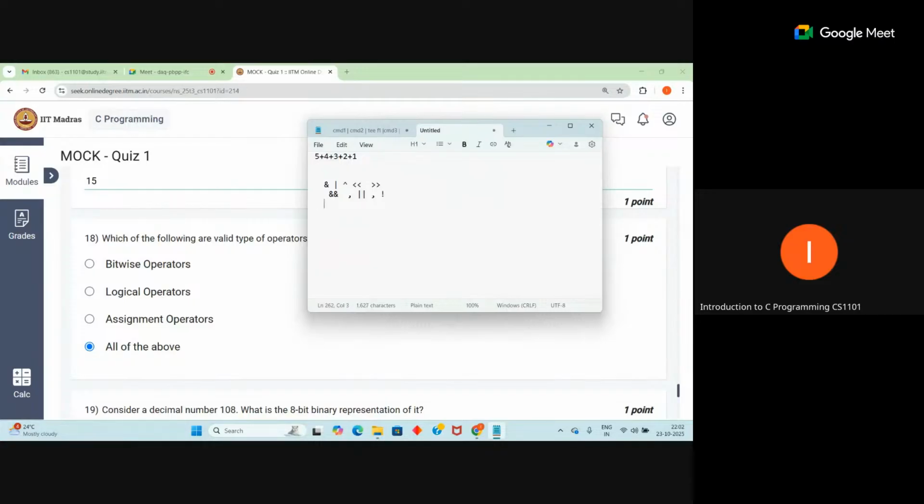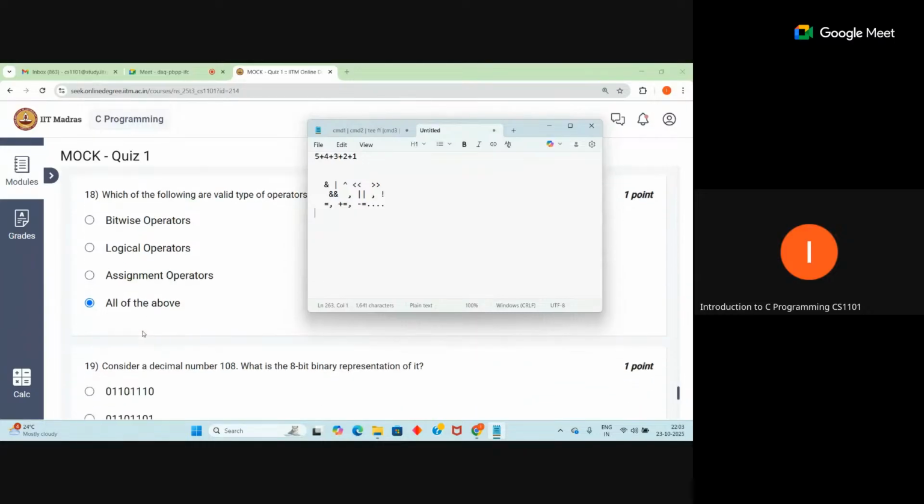Assignment operators: equal to, and even all the shorthand notations, plus equal to, minus equal to. So like that, all shorthand operators are assignment operators. So all these are valid operators in C language. All of them.